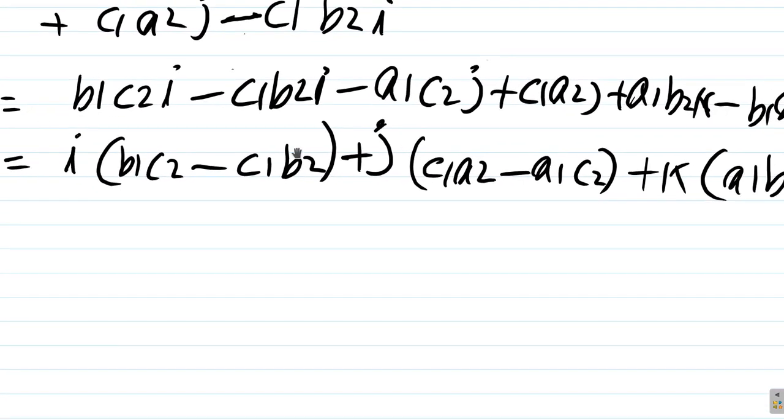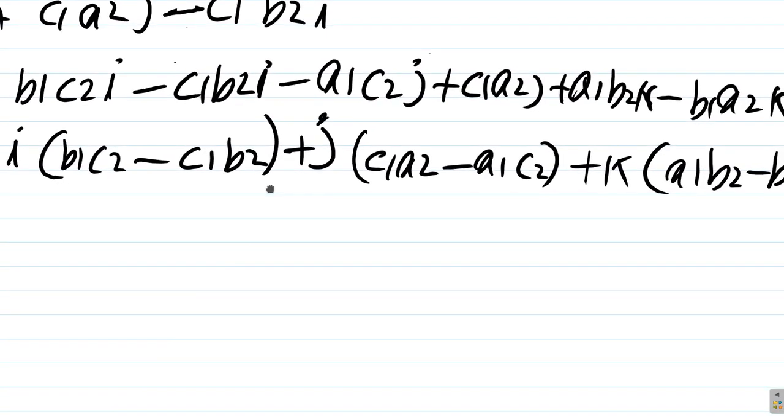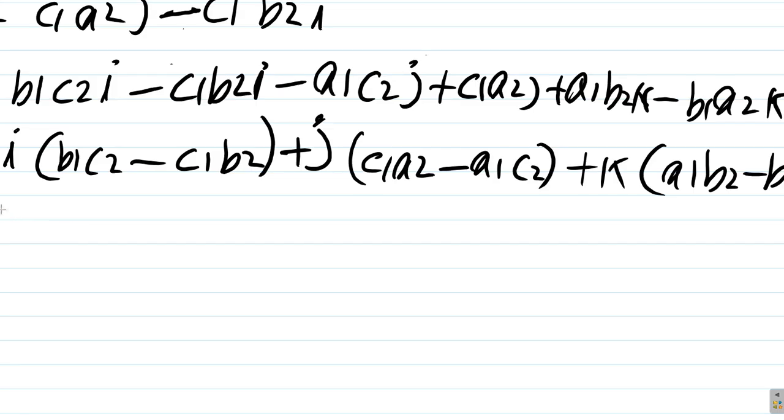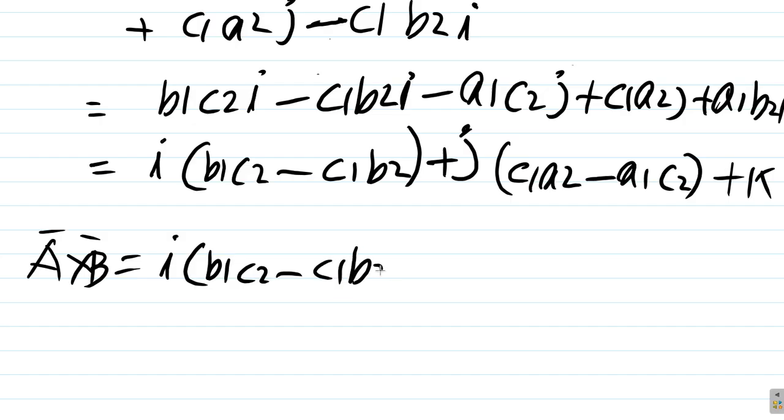Let's just do a little thing here, right? Suppose we say that the A cross B that we have is equal to, alright, so we still have I times B1C2 minus C1B2, right? I could just put them in alphabetical order from now. Let's just put them in alphabetical order. So that's B2C1, right? It's probably a little clearer when we do that.